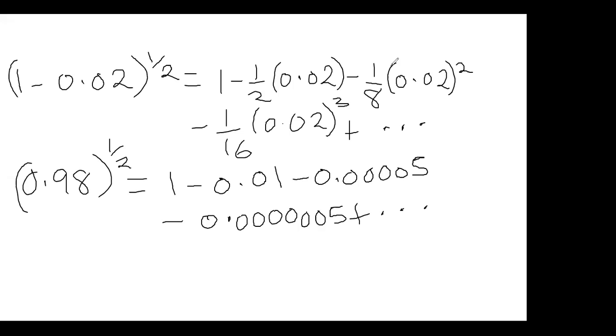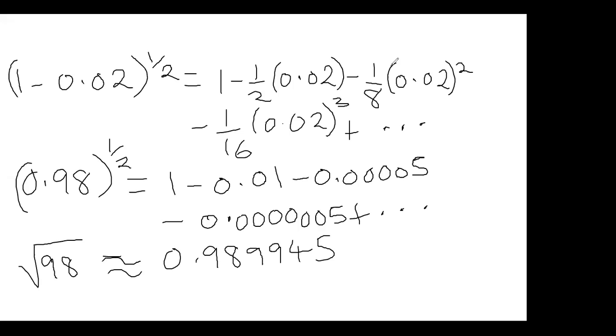So we can simply say this is approximately equal to something. If we are going to do the subtraction, we'll find that the square root of 0.98 is approximately equal to 0.989945. So when I use approximately, then I'm not going to put the dots there. If I have the expansion and I write approximately equal to, then I can leave out the dots because I'm not saying that it's exactly equal to.